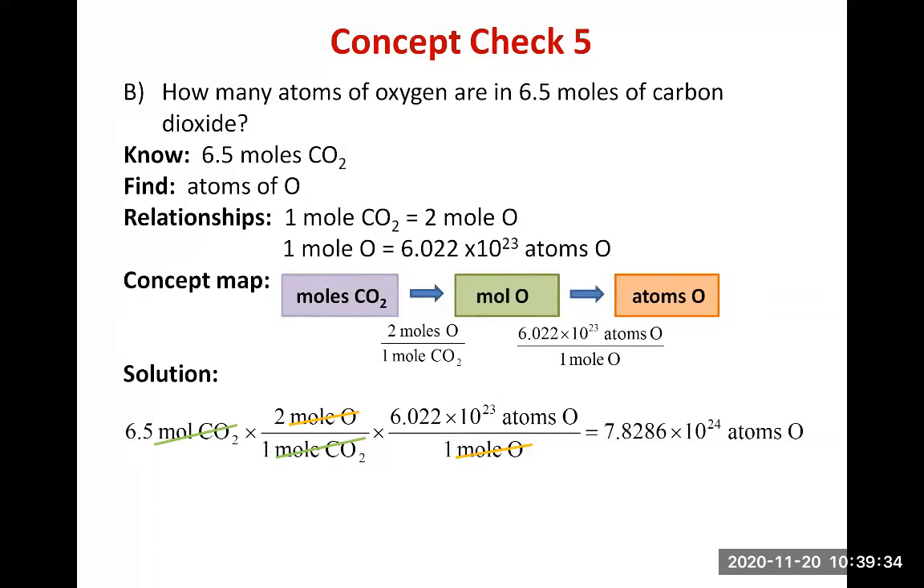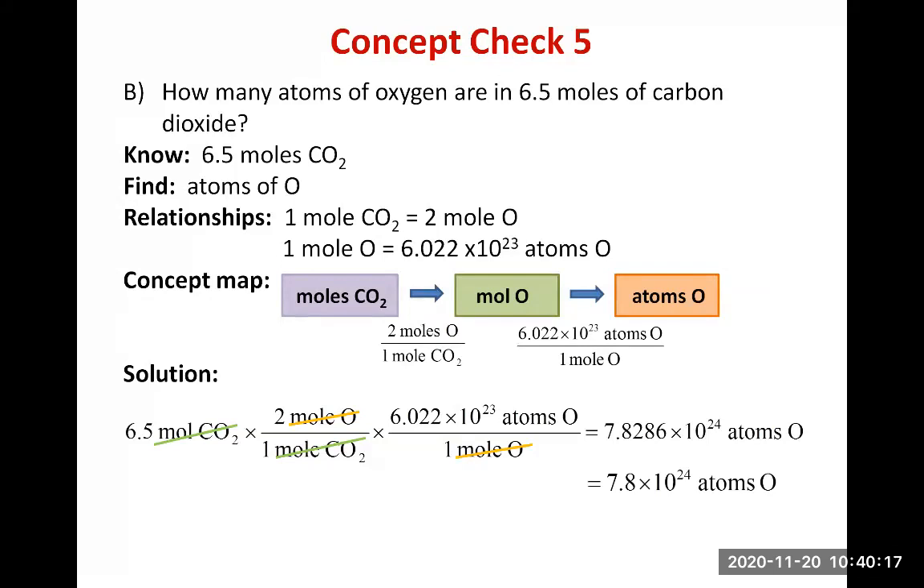That's the calculator answer. So don't forget to report the exponent here, the times 10 to the 24th. So it's atoms of oxygen. And we need to round this to 2 sig figs because of the given amount of 6.5 moles of CO2. The 2 moles of oxygen per mole of CO2 is exact, the 1 mole of oxygen for the Avogadro number is exact, and then the Avogadro number has 4 sig figs. So keep 2 sig figs. So the 7.8. What comes after the 8 is the 2, so you keep the 8. 7.8 times 10 to the 24th atoms of oxygen.